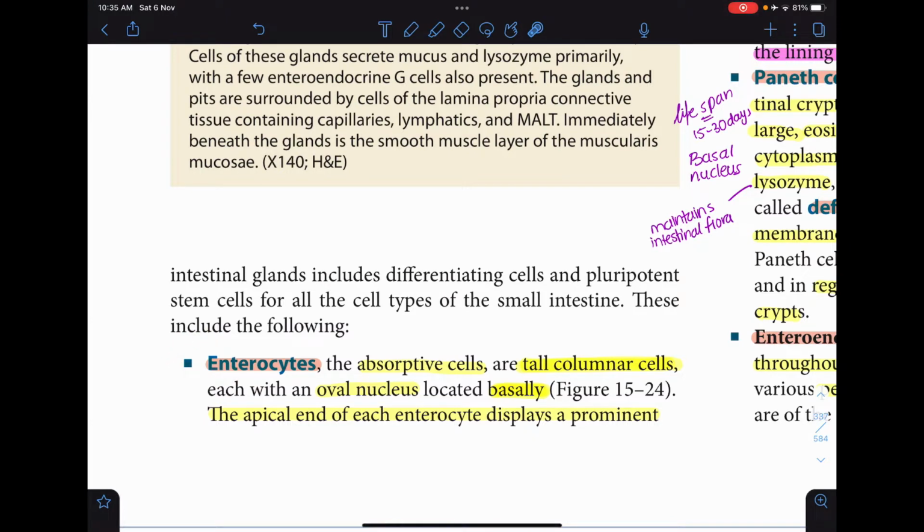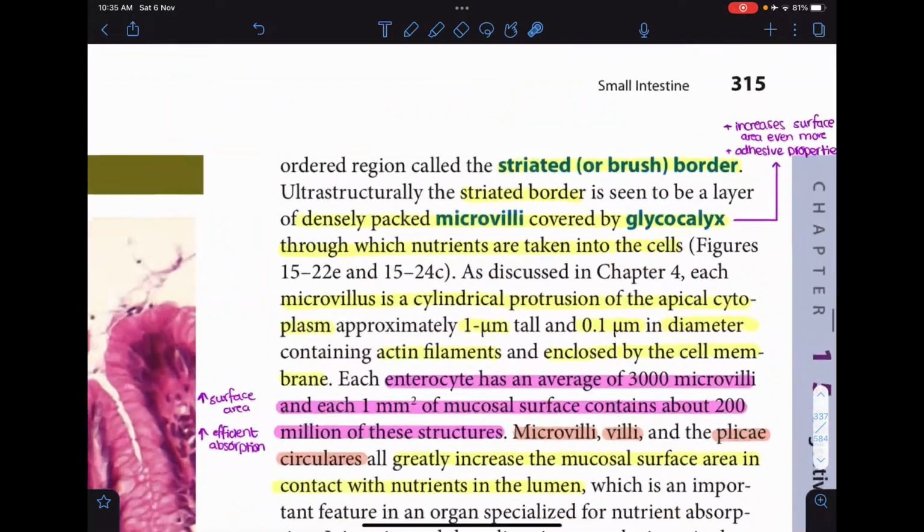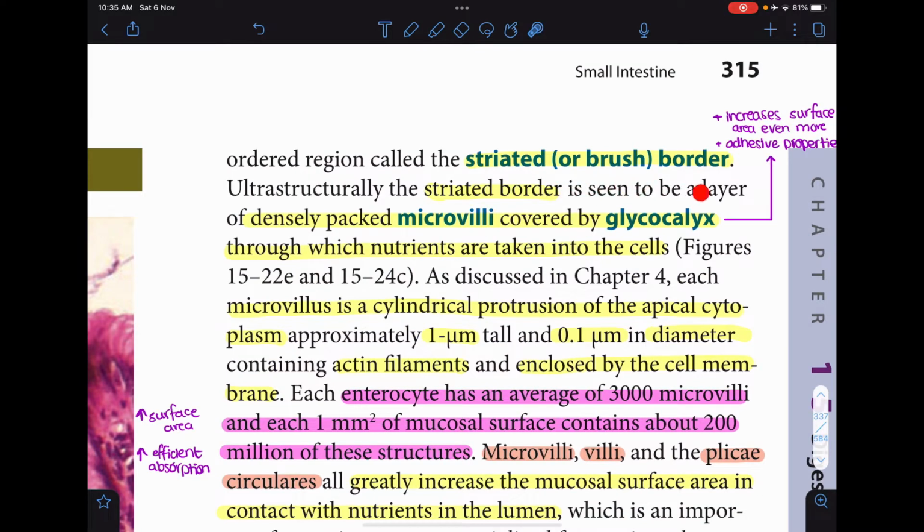So enterocytes are the absorptive cells of the small intestine. They are the most common cells. أكتر شي موجودين, they're the most numerous. And they are tall columnar cells. They have an oval nucleus that's located basally. The apical end of each enterocyte displays a prominent ordered region called the striated or the brush border. هاي brush border is seen to be a layer of densely packed microvilli covered by glycocalyx.